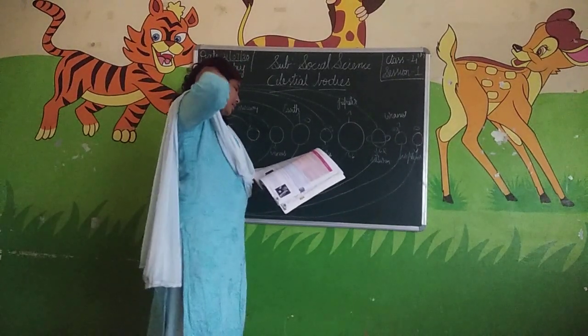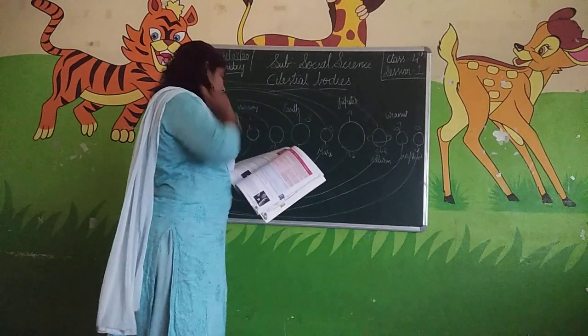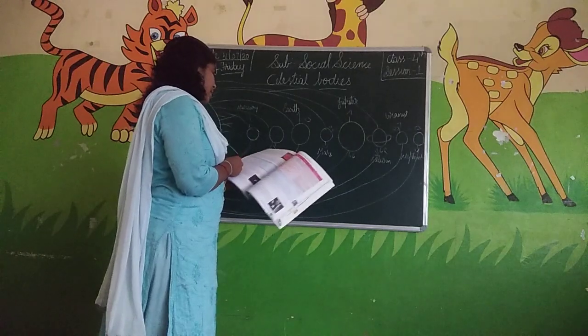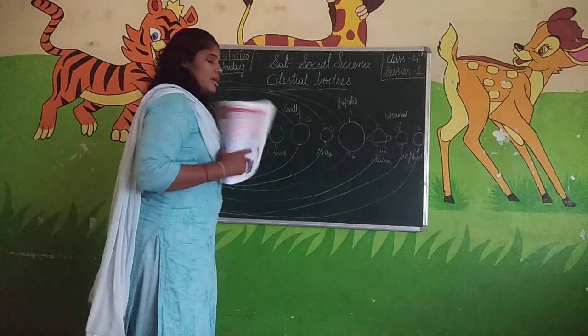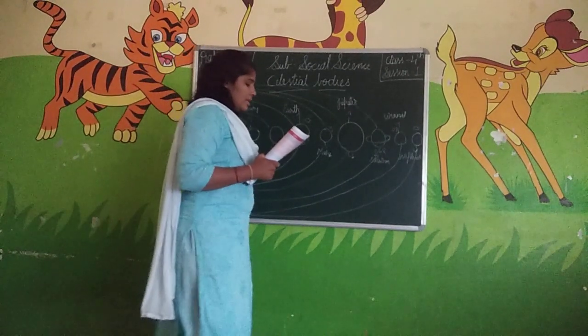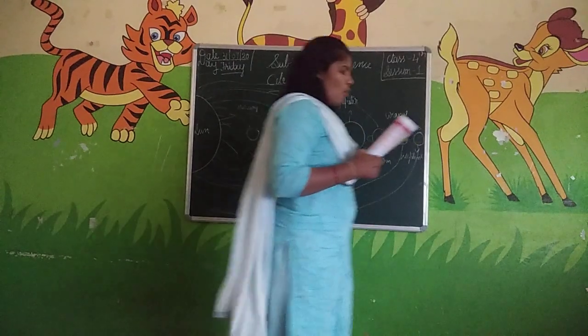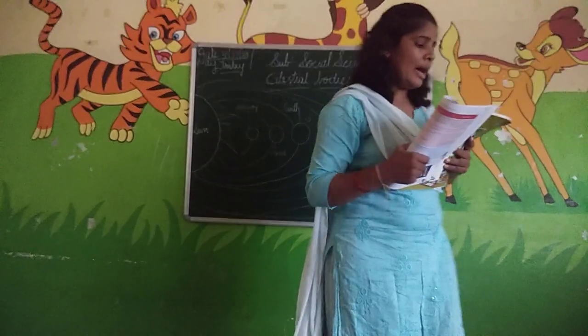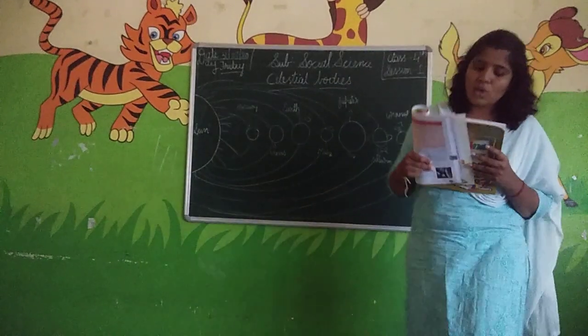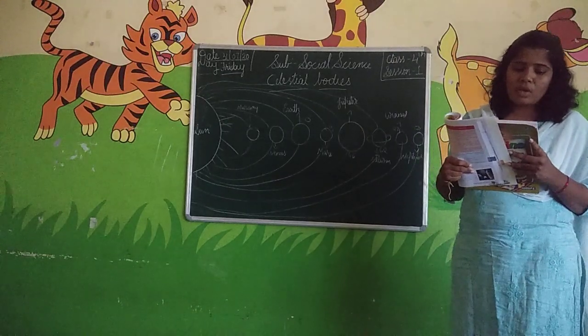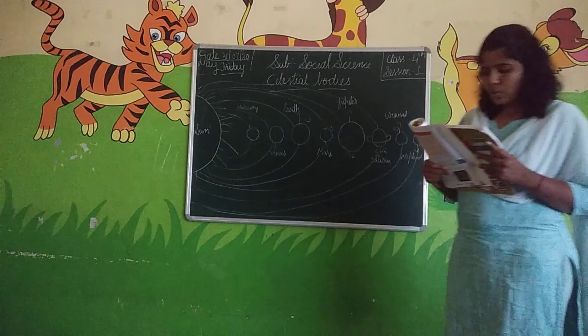Next is about the sun. About the satellites and stars we have learned now. Now we are going to learn about the sun. The sun is like a big ball of hot gases. It is the star around which the earth and other planets of our solar system revolve. So the sun is the head of the solar system.